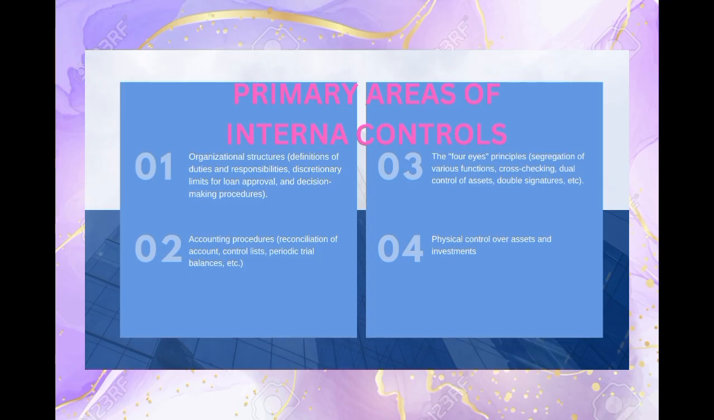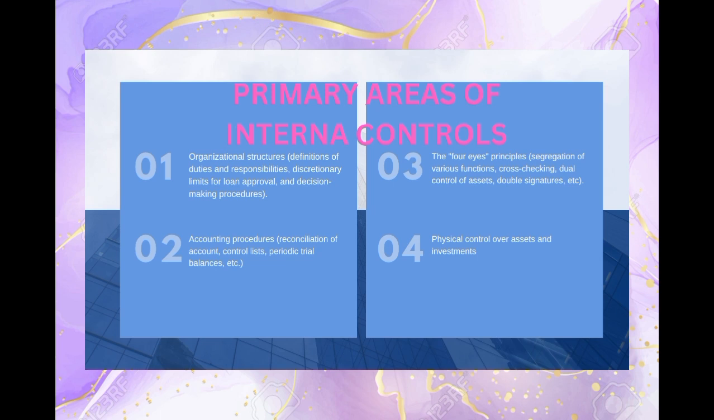Primary areas of internal controls. First, organizational structures, definition of duties and responsibilities, discretionary limits for loans, approval and decision-making procedures. The clear definition of duties, responsibilities, and decision-making procedures helps prevent confusion and overlapping work. For example, a cooperative might establish a clear loan approval process where loan officers have specific discretionary limits for approving loans. This ensures that loans are approved consistently and within established limits.